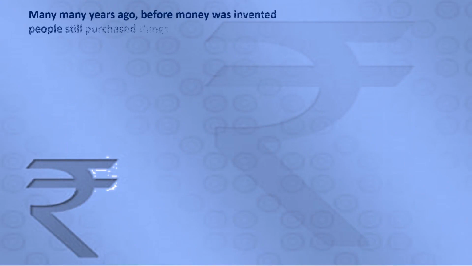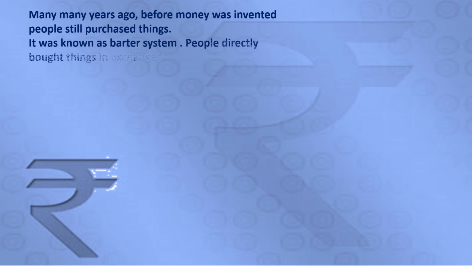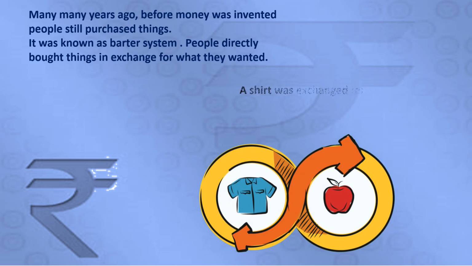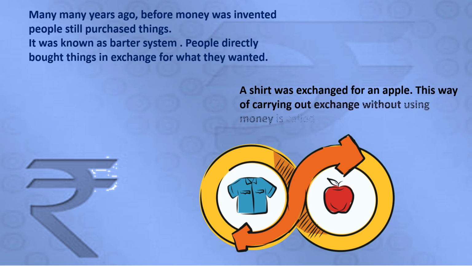Many years ago, before money was invented, people still purchased things. It was known as the barter system. People directly bought things in exchange for what they wanted. A shirt was exchanged for an apple. This way of carrying out exchange without using money is called the barter system.